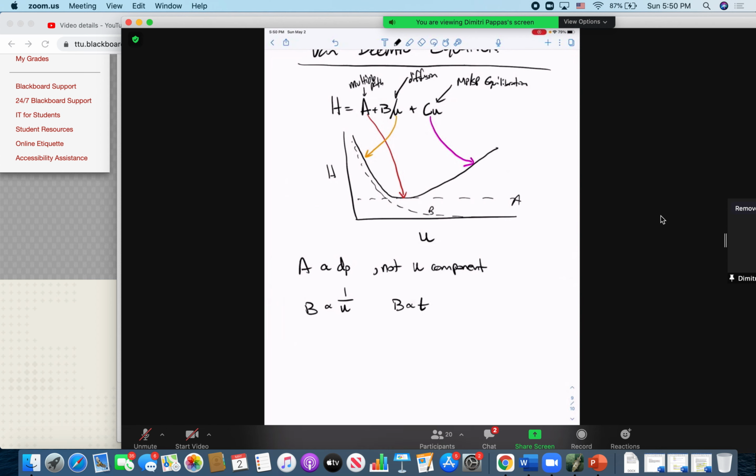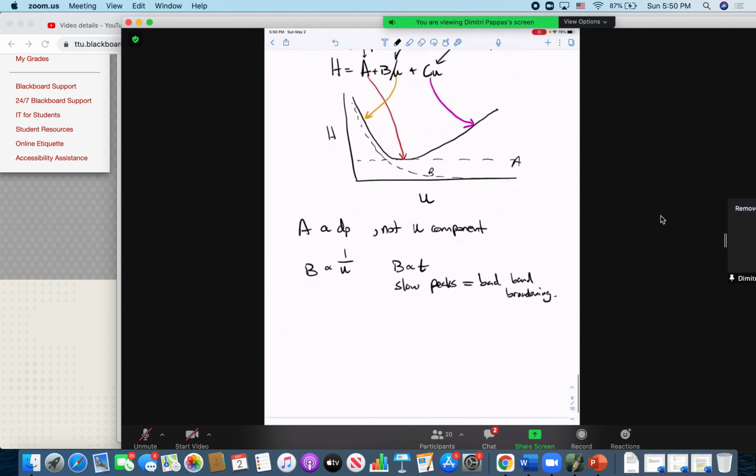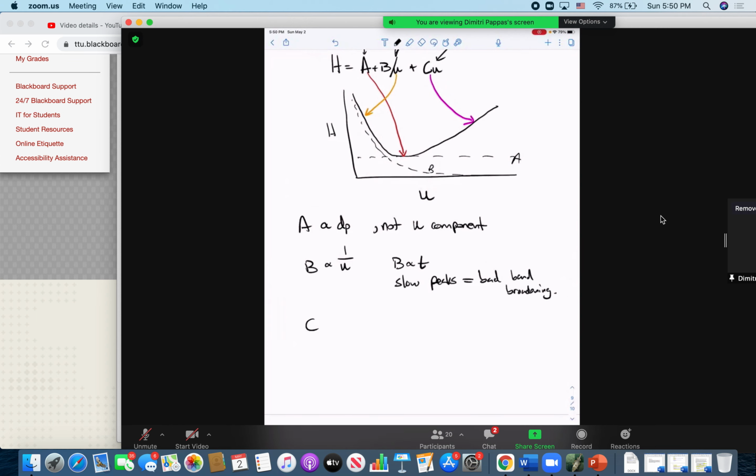So that means that slow separations, slow peaks are bad because you get band broadening. And it's worse than a faster peak. Okay. Then there's this C term. Well, C has two components. It's actually a stationary phase and a mobile phase component. The stationary phase component is proportional to the particle size. Right, so you have two terms that are proportional to particle size and one term that is not.